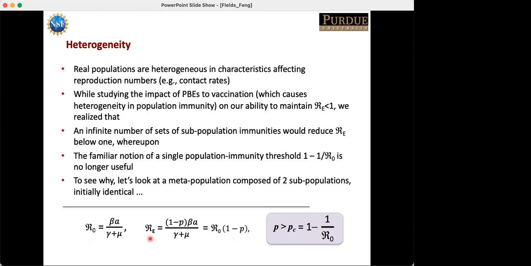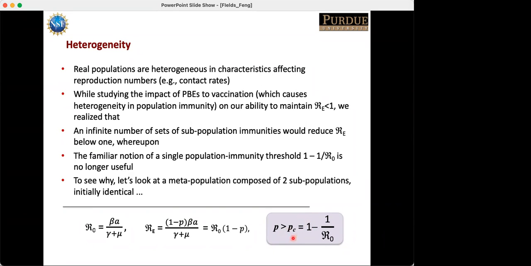So if you solve this inequality, say let R_E be less than 1, then you get this threshold quantity P_C, the critical value of the proportion of the population immunized. If you immunize the population at a higher level than this critical value P_C, then you can expect to either prevent the outbreak or eliminate the disease. And this P_C is equal to 1 minus 1 over R_0. So in many cases, the policies are guided by this quantity.